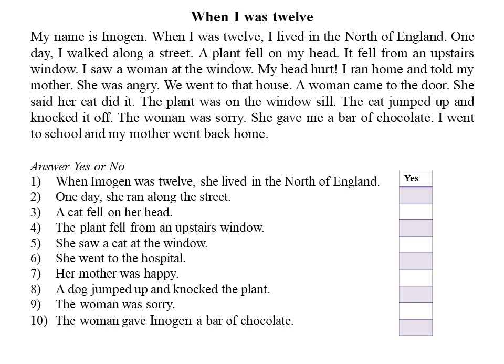Now let's look at the sentences provided. 1. When Imogen was 12, she lived in the north of England. 2. One day she ran along the street. 3. A cat fell on her head.